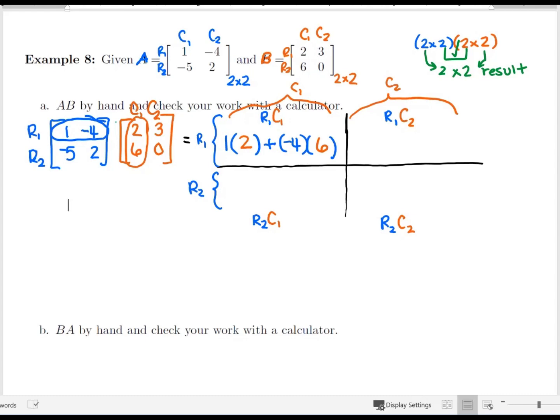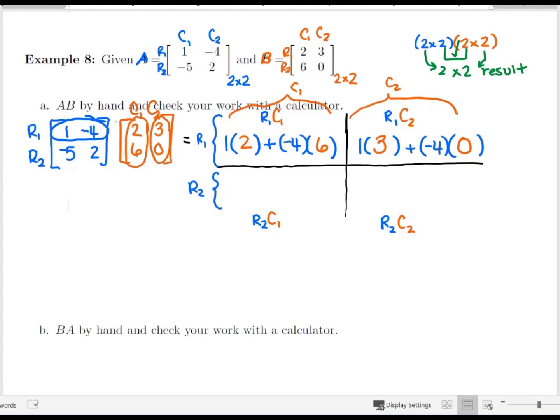Let's try the next one. We need to take row 1 times column 2 of the orange. So row 1, we're starting with 1, and we need to multiply that by 3 because that's what shows up first in the second column. Plus because it's always plus. We have -4 showing up second in our row, or last in the row, times 0 because that is the bottom or the last entry in the second column.